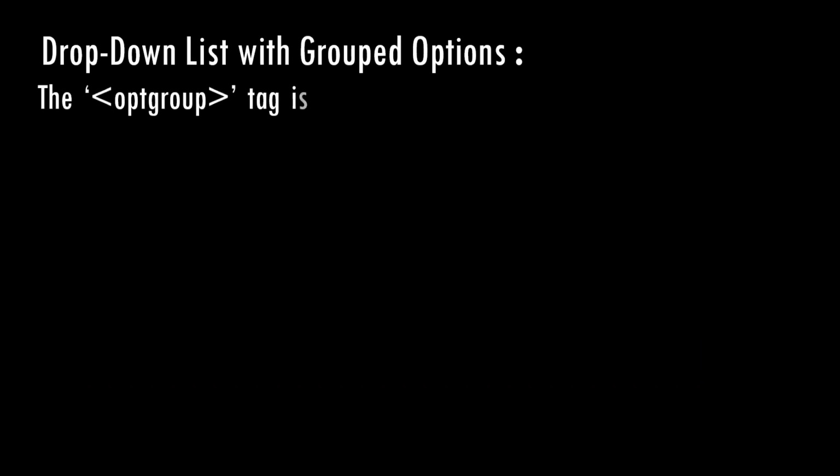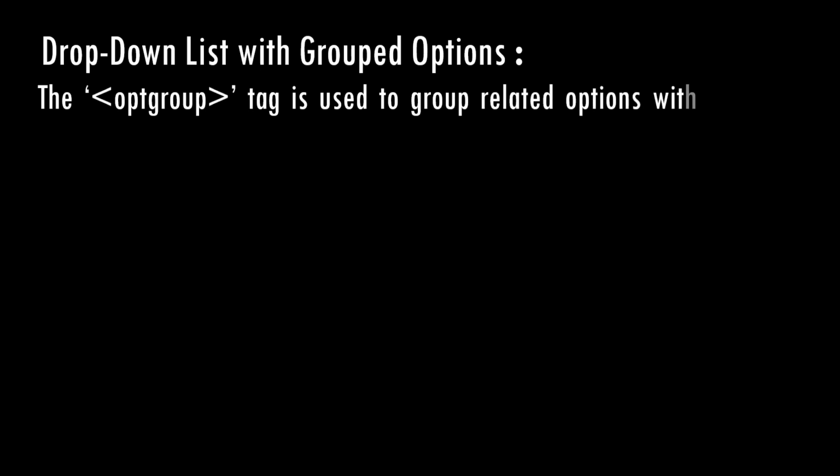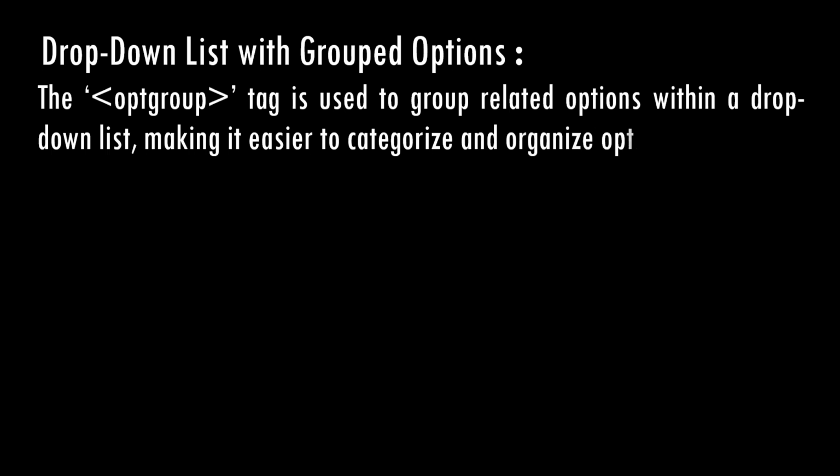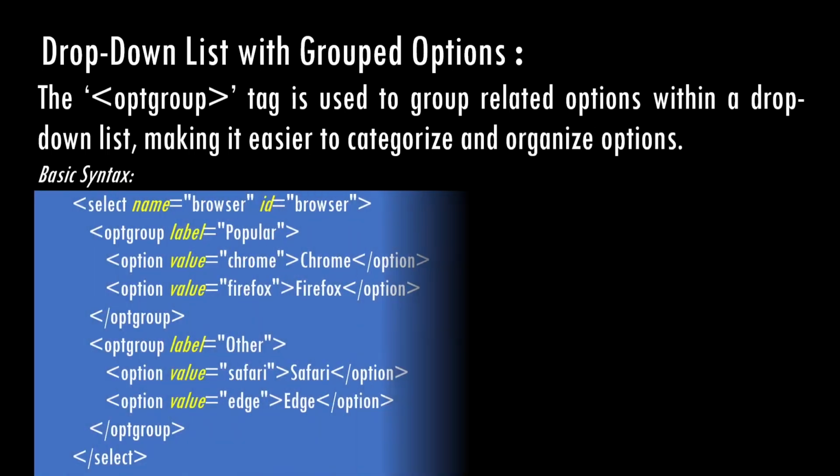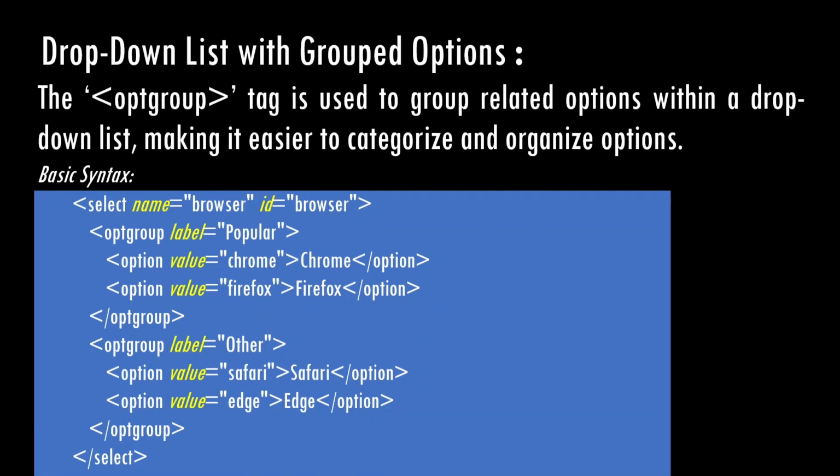Drop-down list with grouped options. The opt group tag is used to group related options within a drop-down list, making it easier to categorize and organize options. Here is the basic syntax. Opt group is used to group 4 option value, 2 for popular and 2 for other. So let's do some practice.